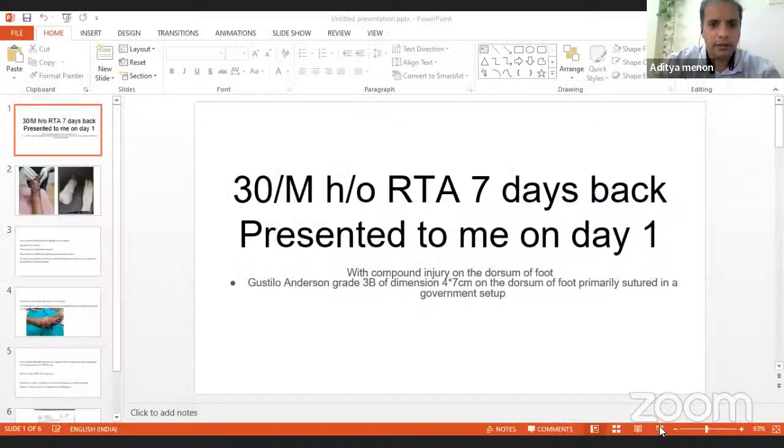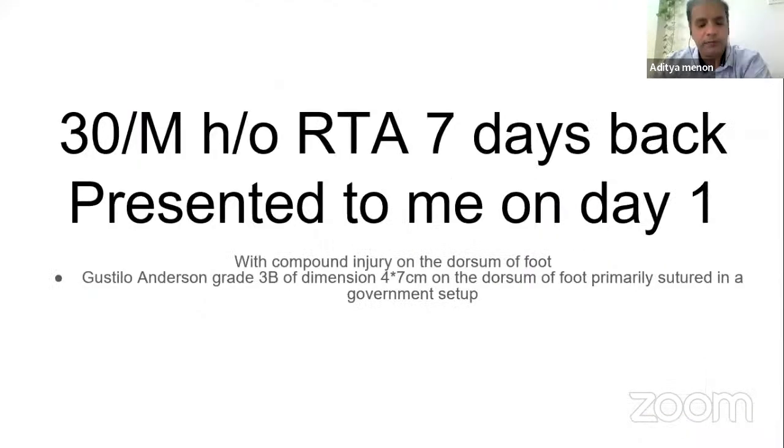Yeah, this is Dr. Tanes. Thank you, sir. So this was a 30-year-old male, history of RTA, a bike accident 7 days back. He's a villager, so I suspected all kind of dirt and everything. He presented to me within 24 hours with a compound injury on the dorsum of foot, Gustilo-Anderson grade 3B, of dimensions 4 centimeter by 7 centimeter, primarily sutured in a government setup, sir.